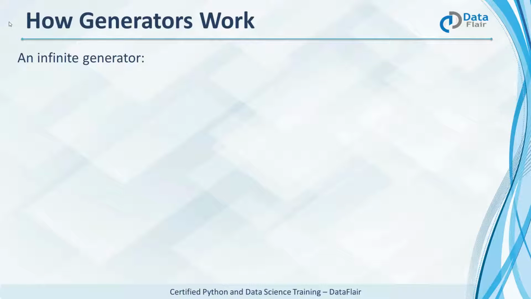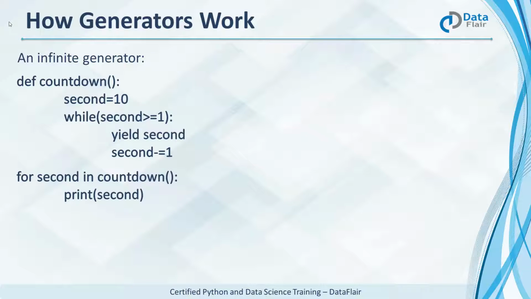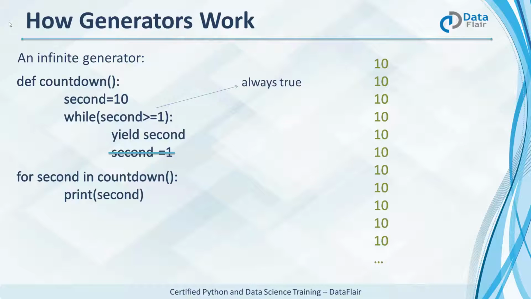If we can build an infinite loop, we can also build an infinite generator. This is our code, but we remove the statement where we decrement second by 1. This now keeps printing 10, because this condition is always true. So this is an infinite generator, but you can break out of it by pressing Ctrl plus C together.